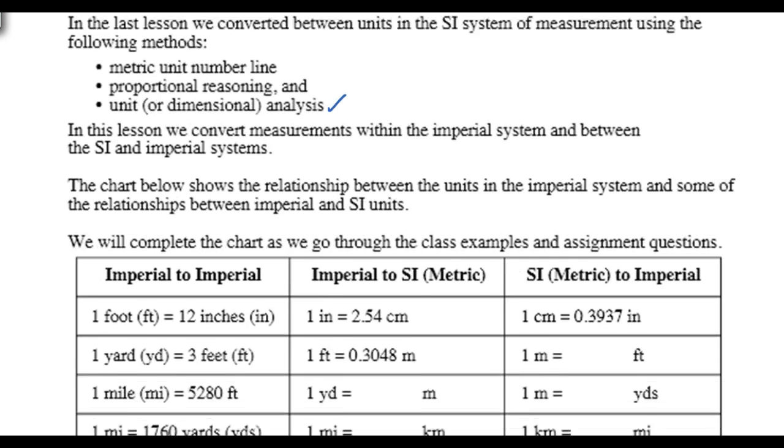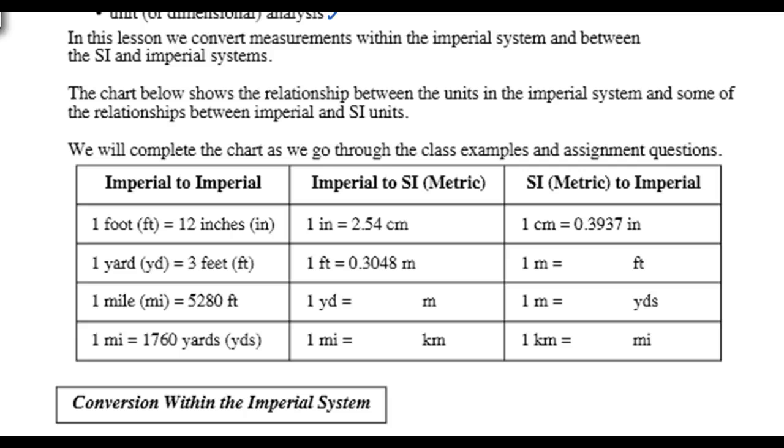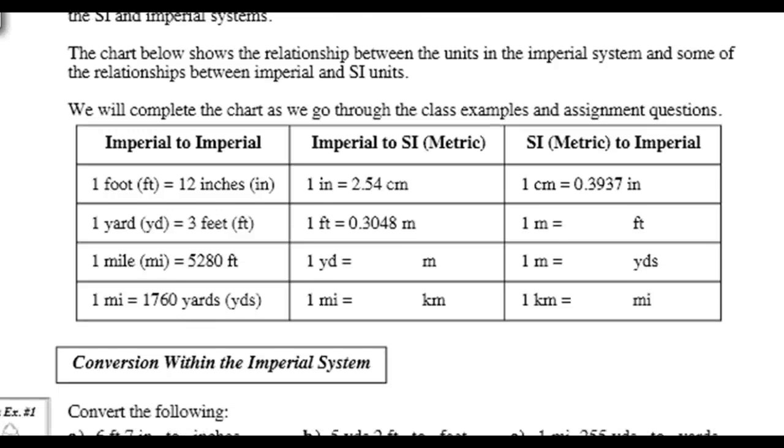Okay, but first let's go ahead and just get through some basic conversions that you may have memorized or might be familiar with. So again, imperial to imperial, these ones you should know most of these, especially that 1 foot is 12 inches, 1 yard is 3 feet, 1 mile, well, you're not going to remember this one probably, but 5,280 feet, and then this one might be more familiar, 1 mile is 1,760 yards. Okay, so that's imperial to imperial.